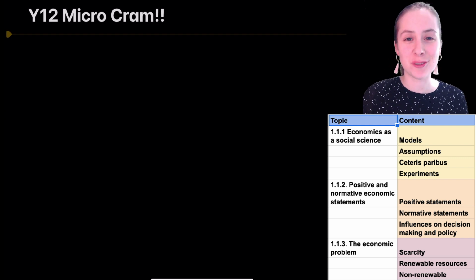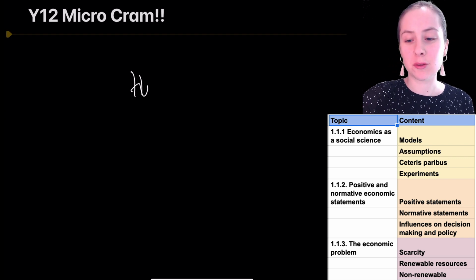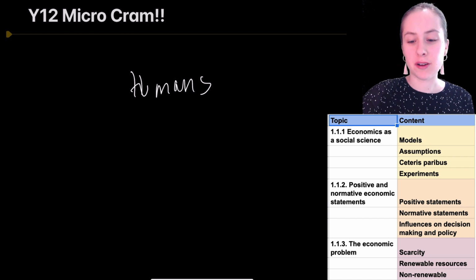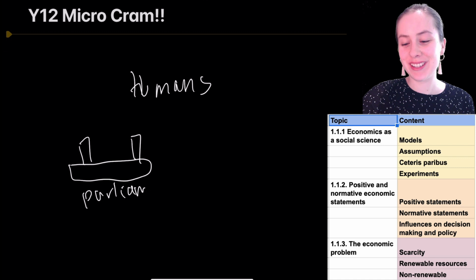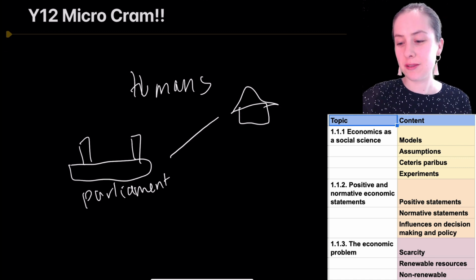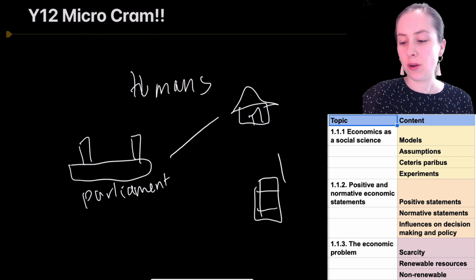First things first, economics is a social science. Economics is a social science because it's all about humans. Interesting humans. It's about government. This is my drawing of parliament. And that's okay, I might have to write it. That is parliament. We've got households and we have firms all interacting together.